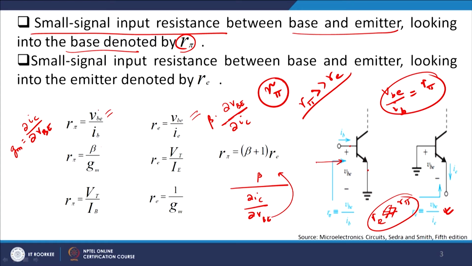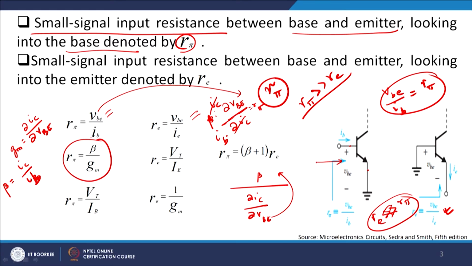So this VBE is coming from here. Now remember the definition of beta from my previous discussion: beta was equal to IC by IB. So if you put IC by IB here, I can replace beta with IC by IB. This IC gets cancelled out, and I get VBE by IB, which is equal to R pi. So R pi equals beta by GM, also we can write down.